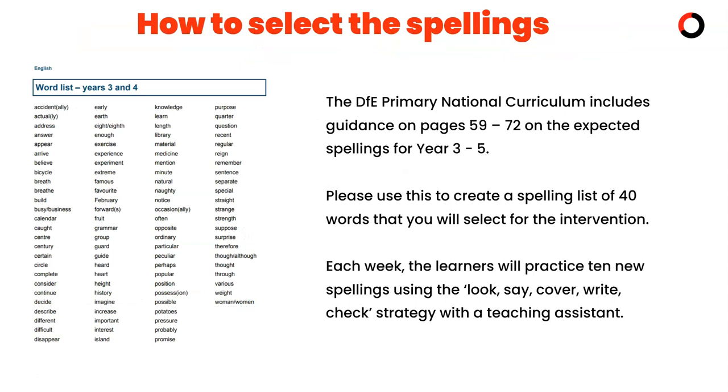How to select the spellings. The DfE Primary National Curriculum includes guidance on pages 59 to 72 on the expected spellings for years 3 through to 5. Please use this to create a list of 40 words that you will select for the intervention. Each week, the learners will practice 10 new spellings using the look, say, cover, write, check strategy with a teaching assistant.